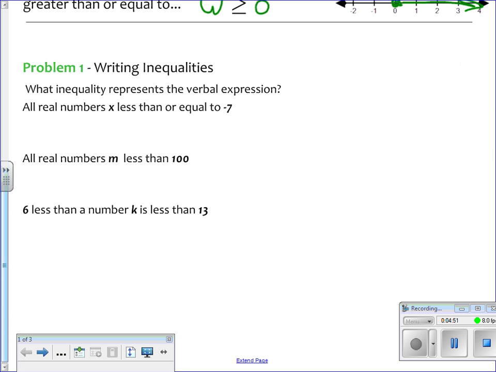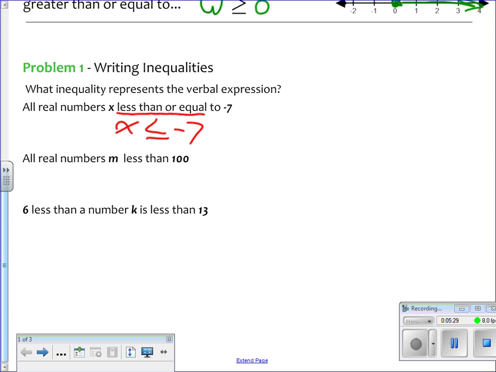Okay, sample problem number 1, writing inequalities. Which one represents the verbal expression? So taking the sentence, writing it as a mathematical inequality. All real numbers x less than or equal to -7. So my variable is x, and x is less than or equal to -7. Just taking the words, rewriting it in math symbols. Okay.